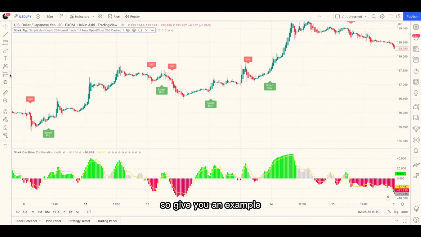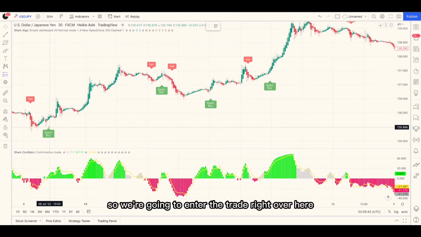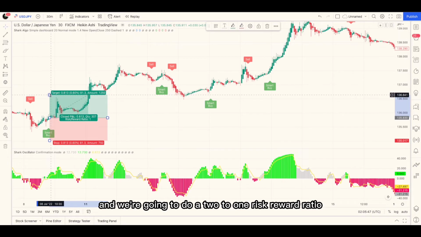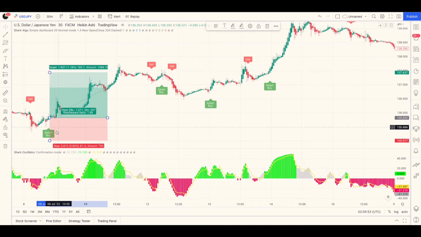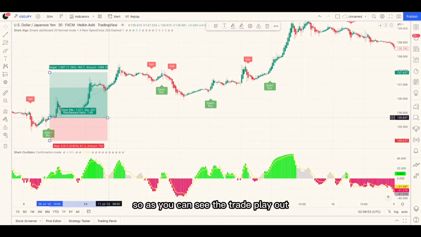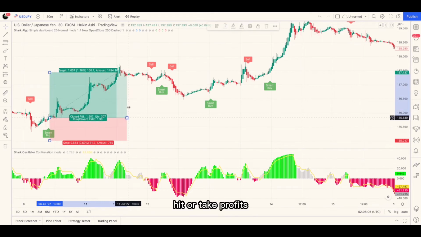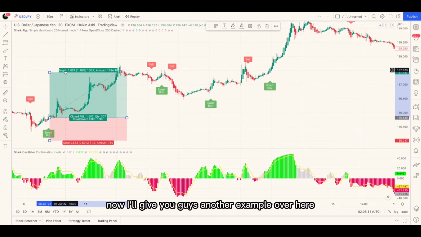So, I'll give you an example. We're going to enter the trade right over here, and we're going to do a 2-to-1 risk to reward ratio. And you can see our stop losses are here. As you can see the trade play out, it hit our take profits, and this was a good trade. That's that easy. Now I'll give you guys another example over here.